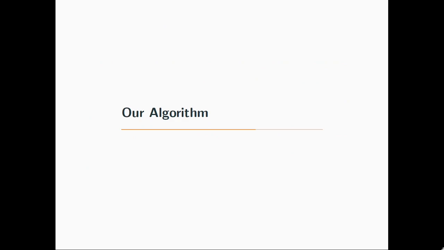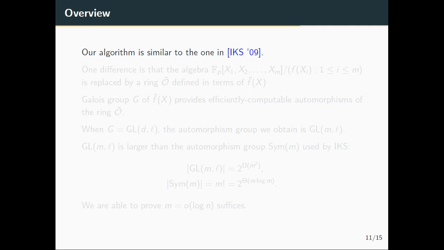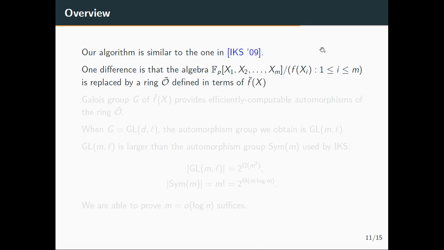So finally, I'm going to talk about our algorithm. Our algorithm is very similar to the one in IKS. One main difference is that IKS works with this ring, which is the algebra O_F[p], and we work with a different ring, which we call O-bar, and it's defined in terms of the leading polynomial f-tilde(x) that we are given. Also, IKS uses automorphisms that exchange the variables x_i, and in our algorithm, the efficiently computable automorphisms come from the Galois group G of the leading polynomial f-tilde.